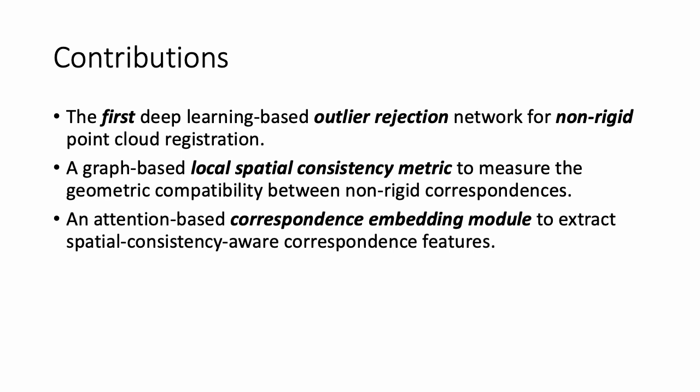To summarize, our main contributions are as follows. First, we propose the first deep learning-based outlier rejection network for non-rigid point cloud registration. Second, we design a graph-based local spatial consistency metric to measure the geometric compatibility between non-rigid correspondences. Third, we introduce an attention-based correspondence embedding module to extract spatial consistency-aware correspondence features.